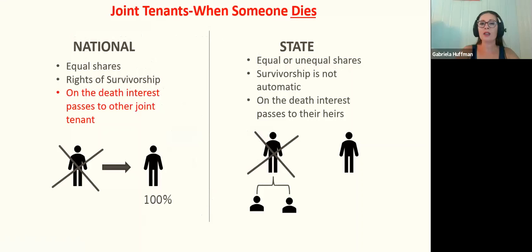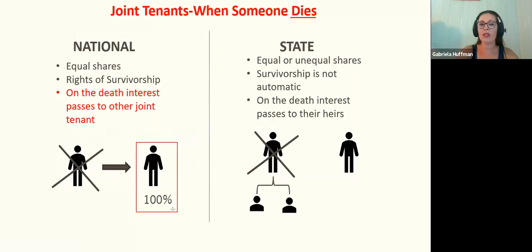Joint tenants, when someone dies, well, it depends. Is it a national or a state question? Let's start with the national. National side with joint tenancy, there are equal shares and right of survivorship. So what that means is when someone passes, their interest automatically passes to the other joint tenant. Notice how this person now owns it in severalty.